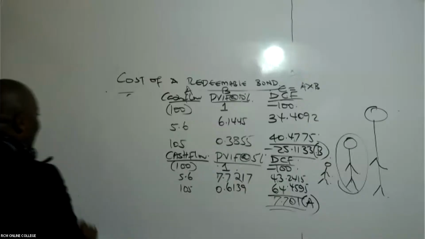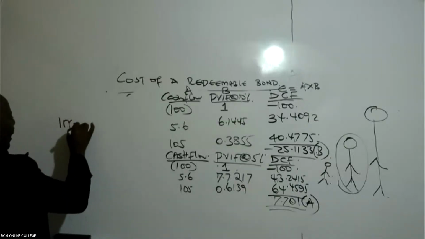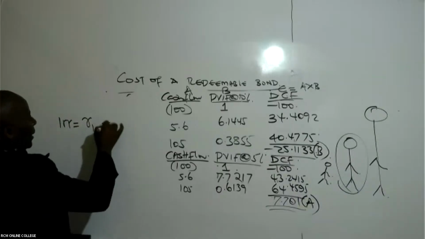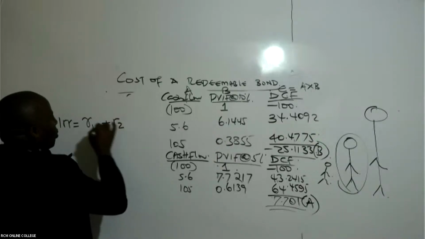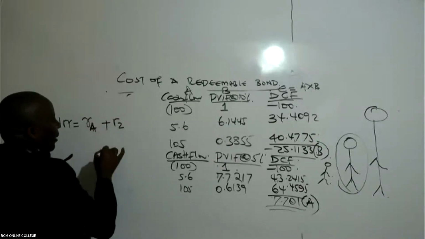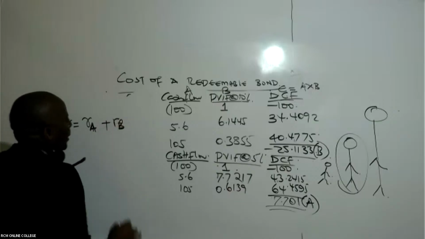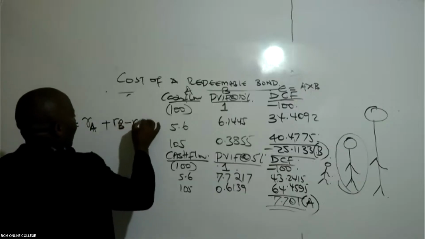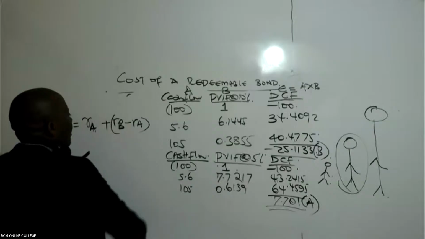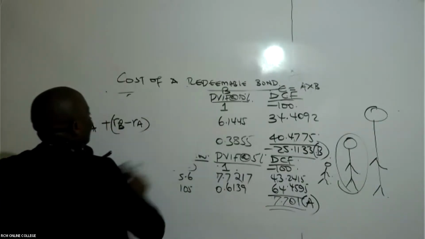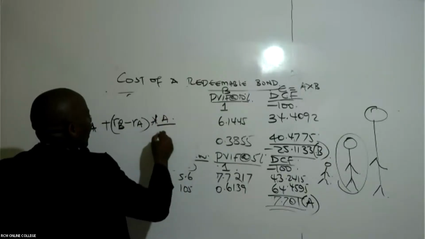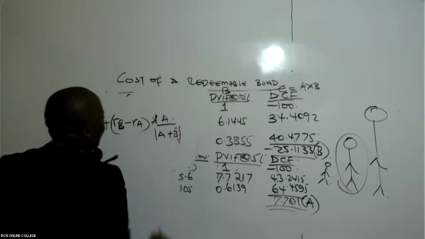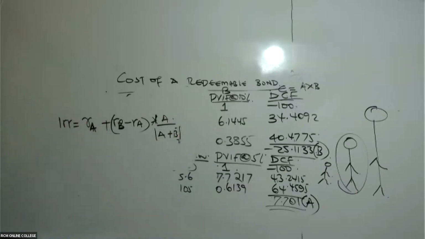So how do we get IRR? To get IRR, we take rate A plus (rate B minus rate A) times A over A plus B. But remember, this must be an absolute sum.